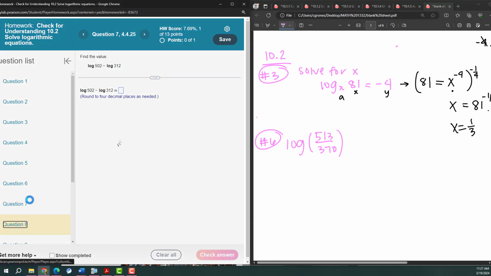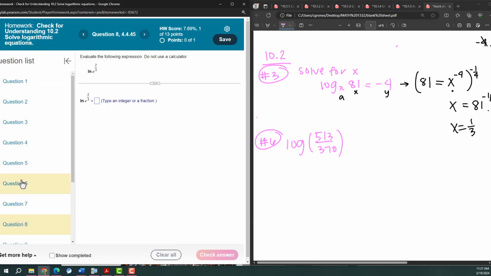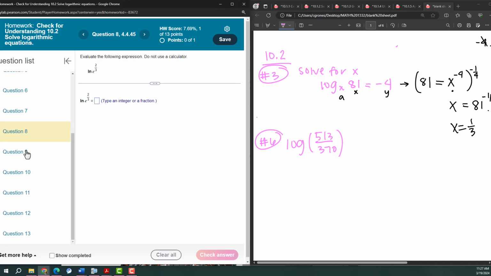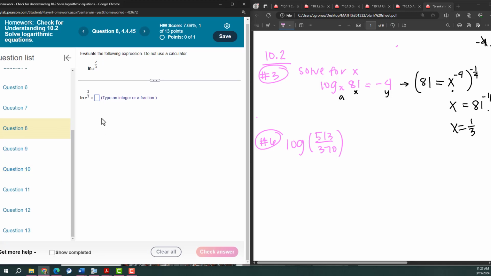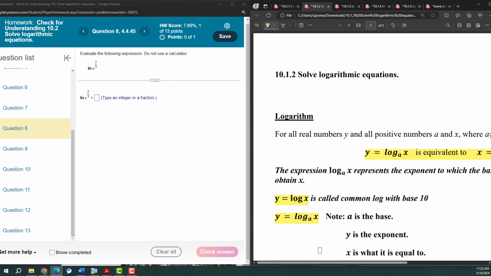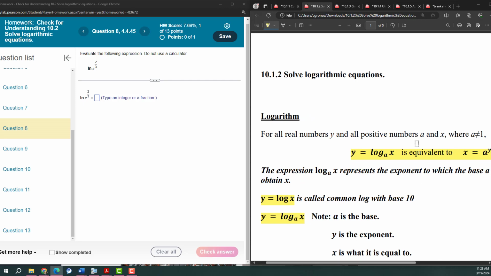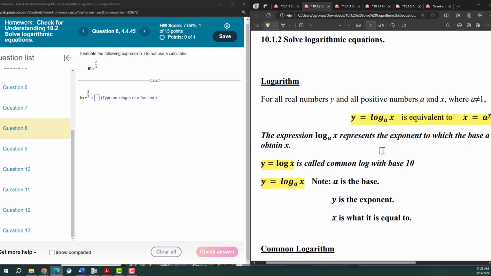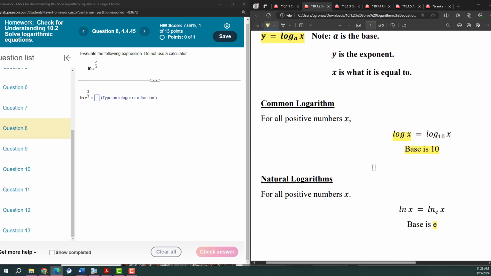I'm not going to do that one. Number 8. I am going to do number 8. So it says to evaluate the following expression, do not use a calculator. So we have the natural log of e to the 2/3 power. So I'm going to pull up our properties from our notes. You do want to use your notes. It has a lot of information in there.